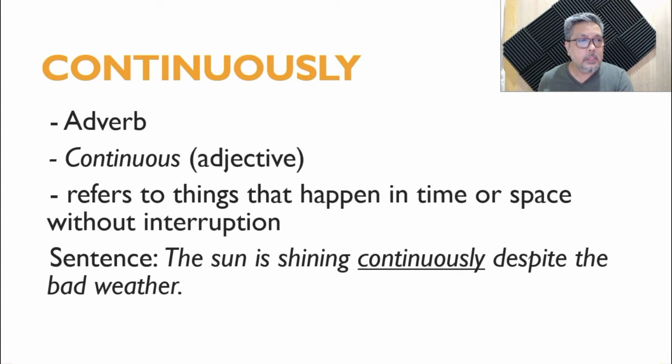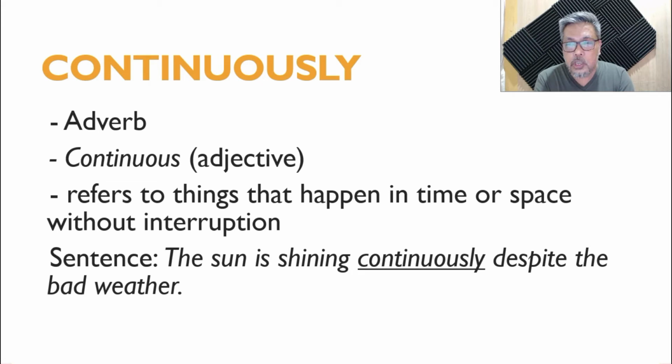Now, what about continuously? Also an adverb. The adjective form is continuous. Now, this refers to things that happen in time or space without interruption. So the difference between this and continually is there is no interruption, right? Whereas for continually, there were interruptions when it happened.